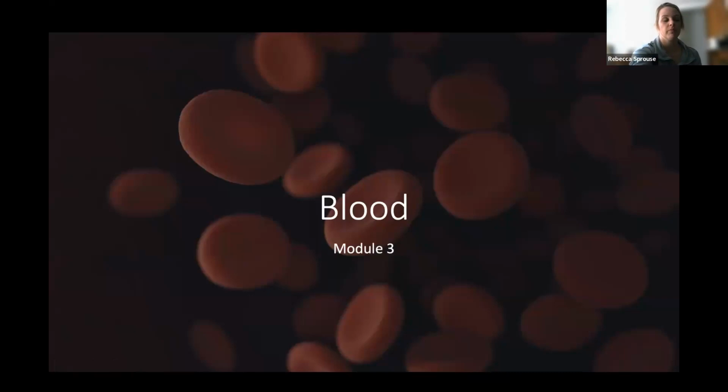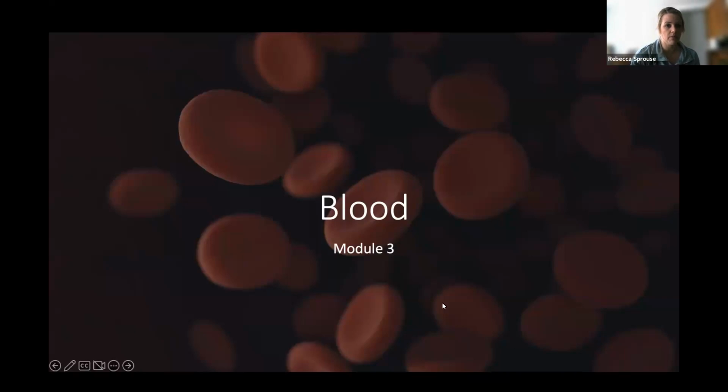This module will be all about circulation. And so not only are we going to talk about blood and blood vessels, but we're also going to get into the lymphatic system in this module. And then next module will be just focusing around the heart.